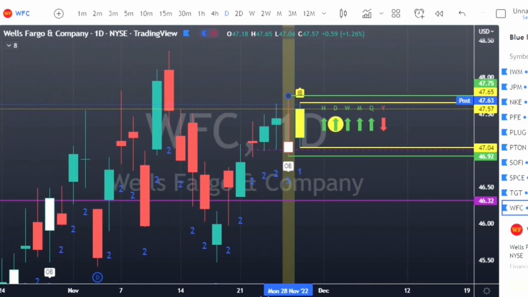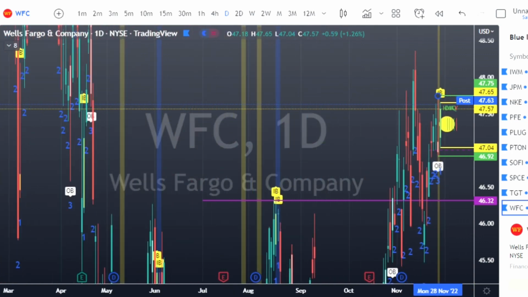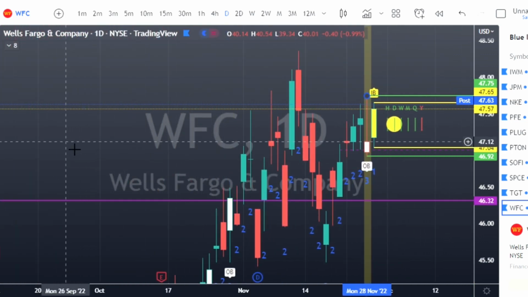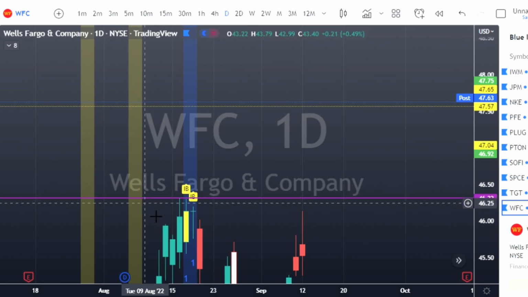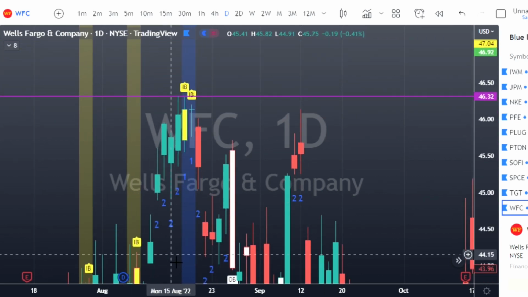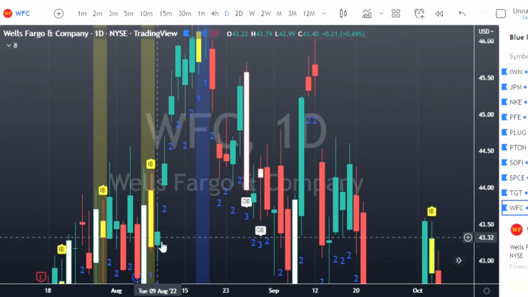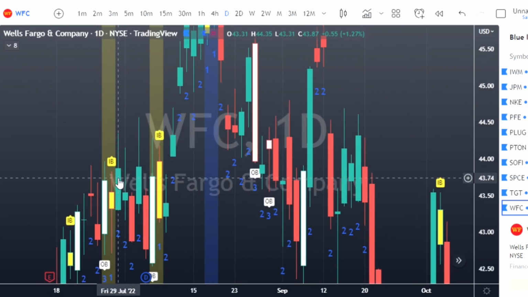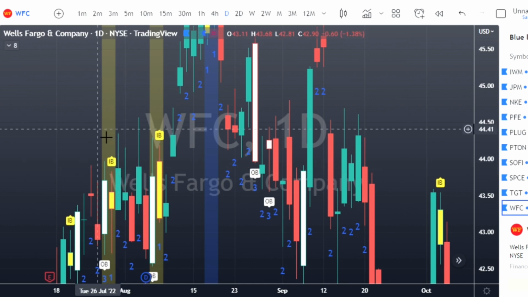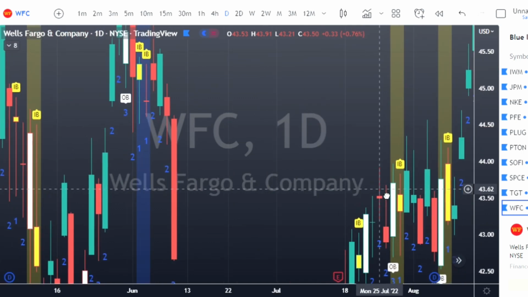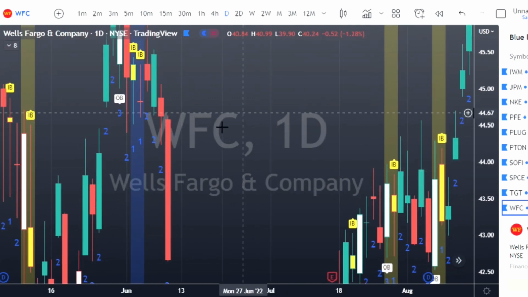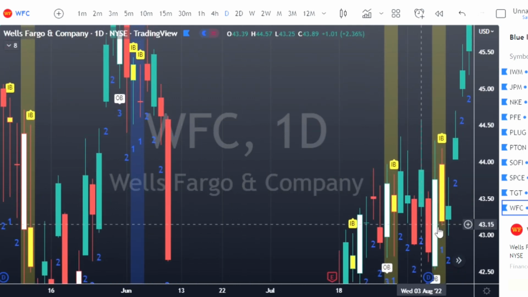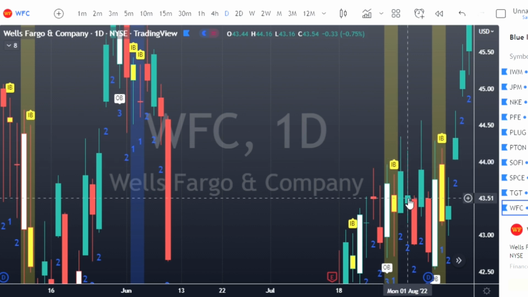The last time there was a 3-1 on WFC, Wells Fargo, we had a couple back-to-back here. And again, not a great move. It moved, but it wasn't great. Here's another one. This one worked out way better. Okay, we triggered, we hit targets, and we hit more targets if we come back through here. Actually, we didn't quite hit the top of that target. But still, this was a really good trade.